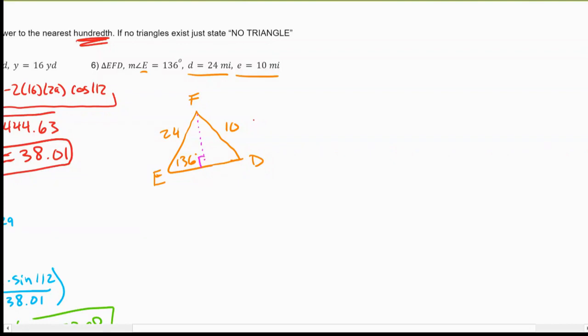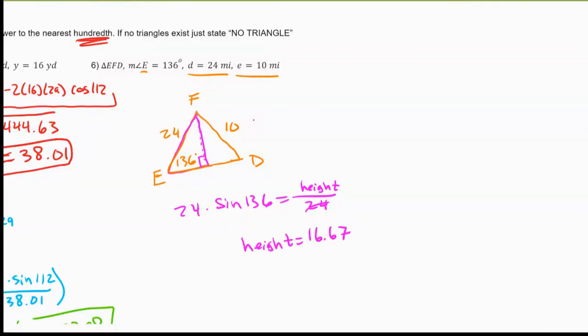So to find the height, I'm going to use sine of 136 equals the height over 24 because I just created a right triangle right here. And so when I multiply 24 by both sides, 24 times the sine of 136 is about 16.67. So my height is greater than the opposite side. So if the opposite side is less than the height, then there is no triangle. This part here is not going to reach to this line over here because it's less than the height. So in this one here, there are no triangles.